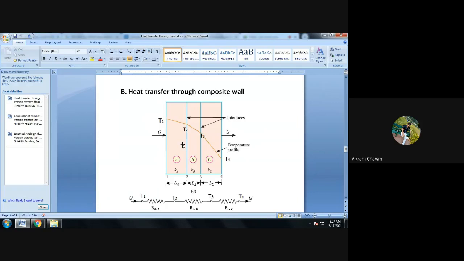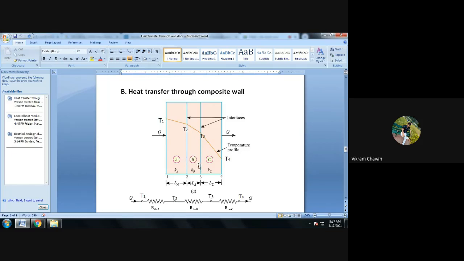Sorry for the interruption. So the interface between A and B wall, we have to consider, is where these two walls are connected. That is nothing but the interface between two walls. And at that interface, what is the temperature? T2 is the temperature at the interface between the two walls, A and B.